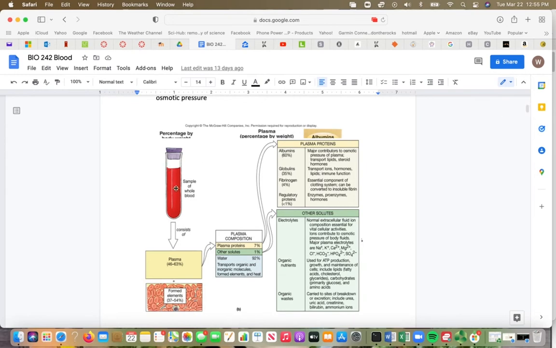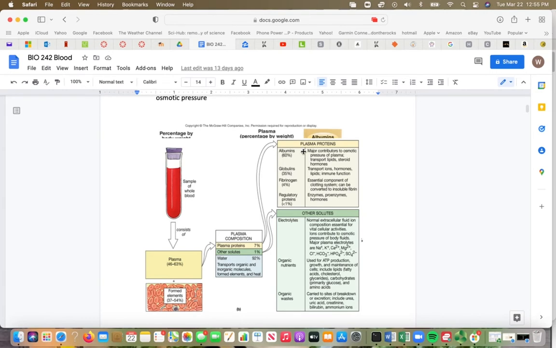When we look at a sample of whole blood, it has the plasma, which is 40 to 63%. And then in the plasma, you've got plasma proteins, other solutes, and water. Water makes up 92% of that. And then your formed elements are 37 to 54%.